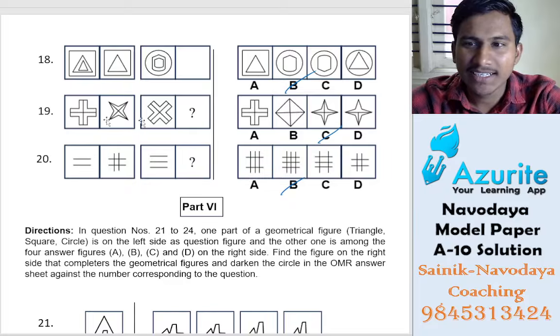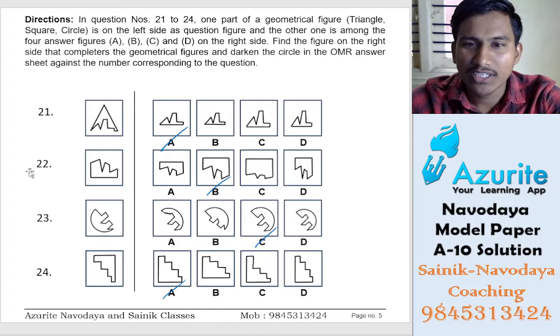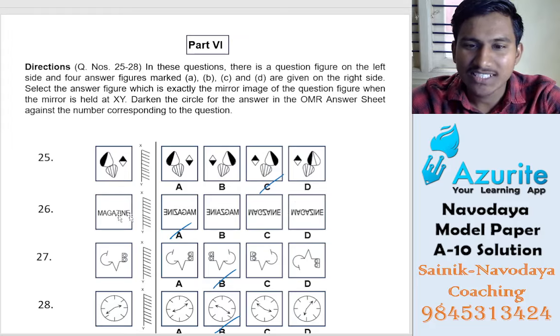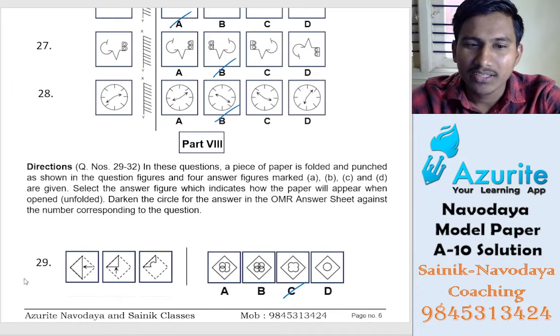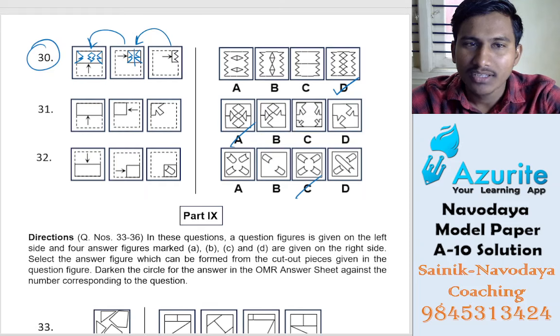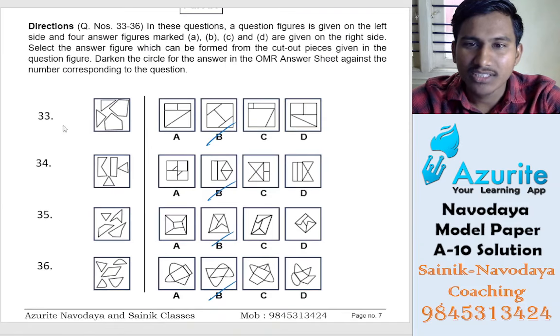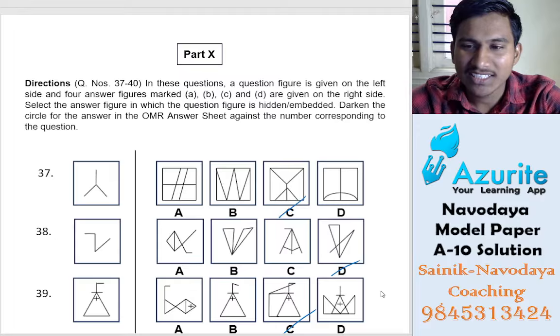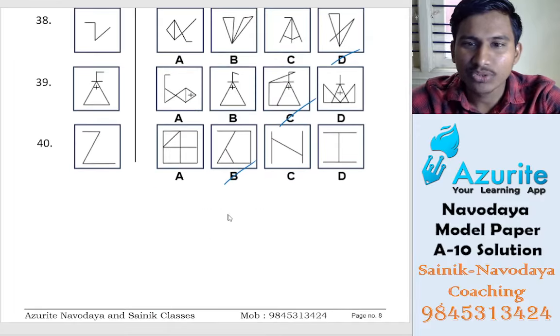18 is B, 19 is C, 20 is B, 21 is A, 22 is B, 23 is C, 24 is A, 25 is C, 26 is A, 27 is B, 28 is B, 29 is C, 30 is D, 31 is A, 32 is C, 33 is B, 34 is B, 35 is B, 36 is B, 37 is C, 38 is D, 39 is C, 40 is B.